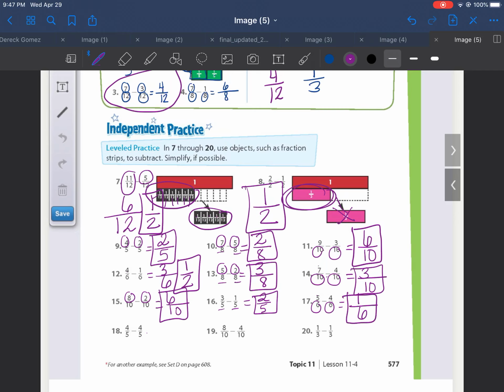Number 17, the denominator stays the same. 5 minus 4 is 1. 18, denominator stays the same. 4 minus 4 is actually 0. So here, we're actually taking away 4/5 out of 4/5. So we're going to be left with nothing because we're taking away all of the parts.